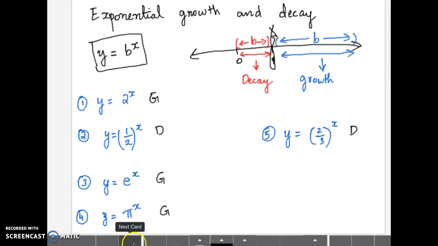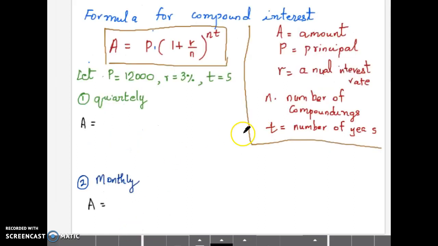Now the main formula for this chapter is the next screen. Formula for compound interest. So the amount is equal to principal times 1 plus r over n, the whole to the power of n times t. All you have to do is plug in numbers and do this in the calculator. It's not that hard. What each letter stands for, I have written on the side over here.